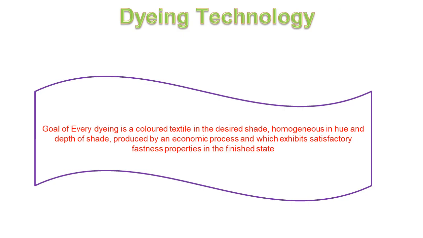So, dyeing technology: the goal of every dyeing is a colored textile in a desired shade, homogeneous in hue and depth of shade, produced by an economic process and which exhibits a satisfactory fastness property in the finished state.